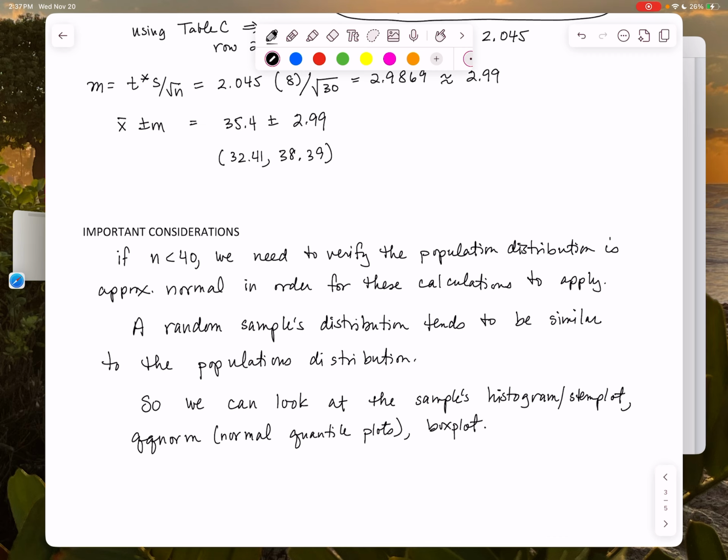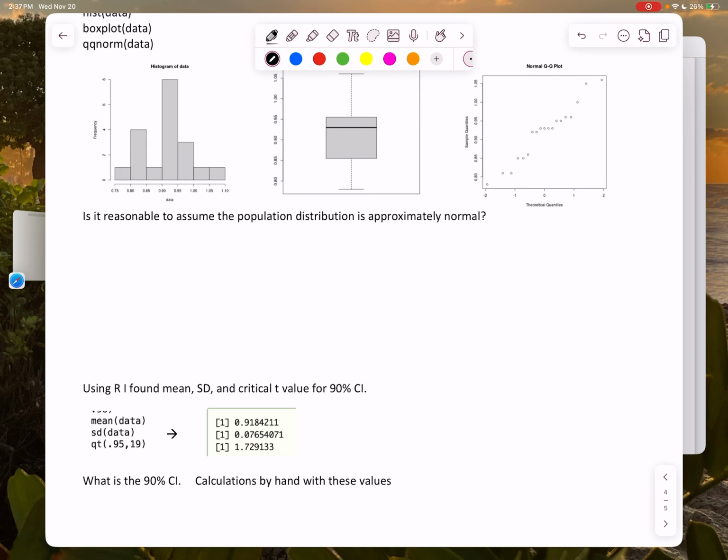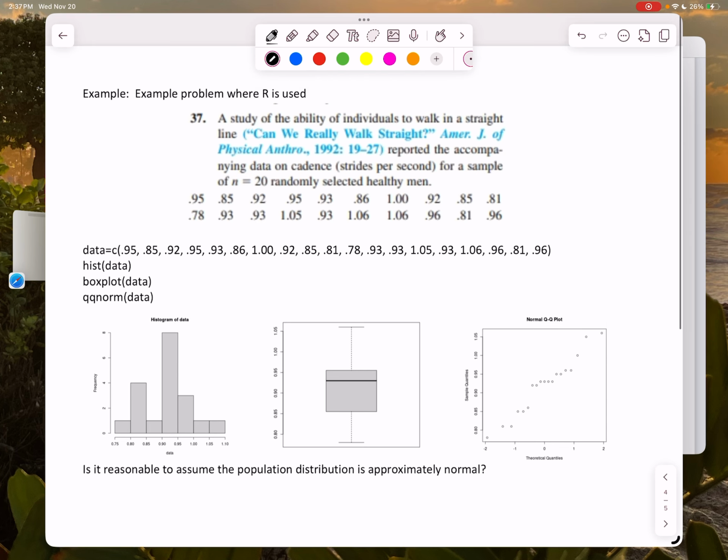So let me go ahead and do this, and we're going to use R to do all of our calculations and make little graphs for us to check these things. So here are 2 quick examples, doing the whole thing. This is the first example, right out of your text. A study of the ability of individuals to walk in a straight line was reported, and this data looked at cadence, strides per second, for a sample of 20 randomly selected healthy men. This is our data.